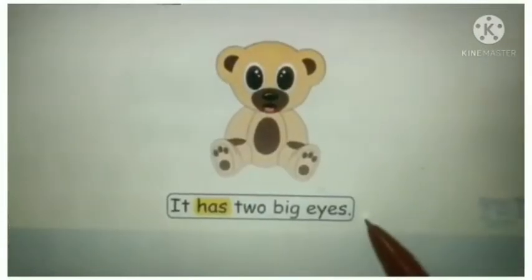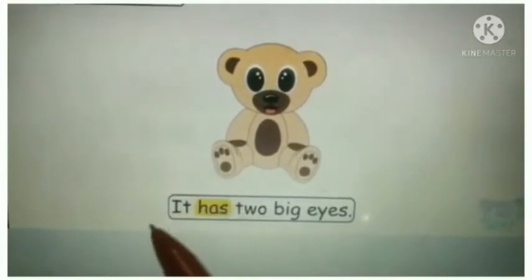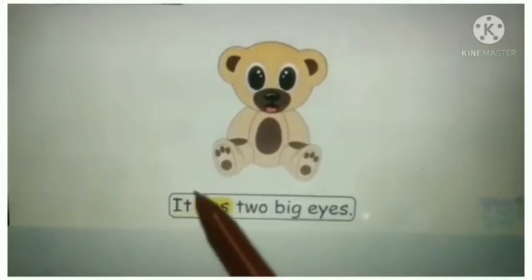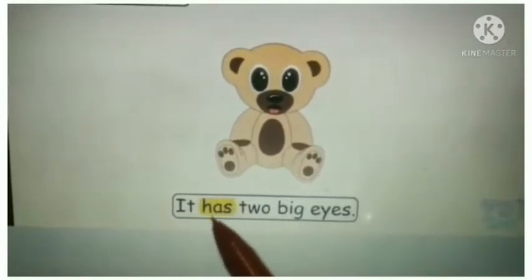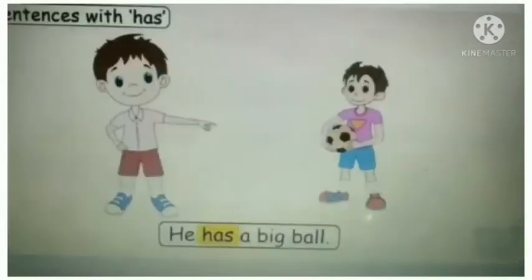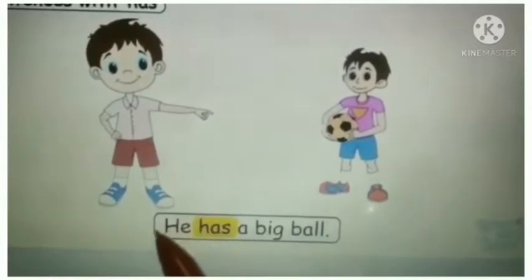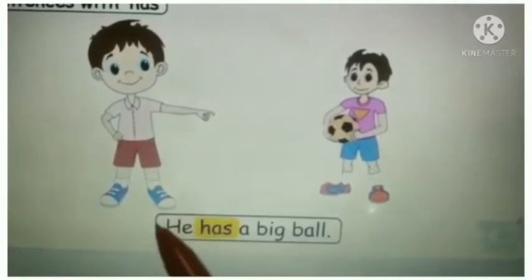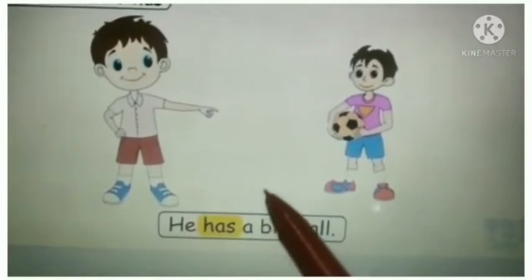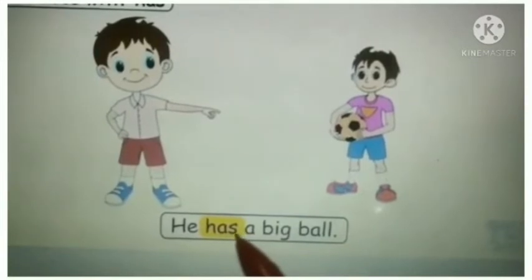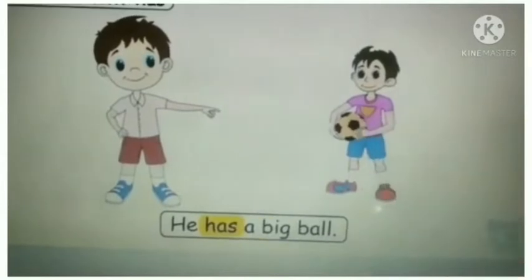It has two big eyes. Now again, we are talking about a thing here. And how do we know that? Because of the singular pronoun it. It shows that we are talking about a thing. And the respective helping verb used here is has. He has a big ball. Now again, the singular pronoun, that is he, tells that we are talking about a male here. So the respective helping verb used here is has, because we are referring to only one male.